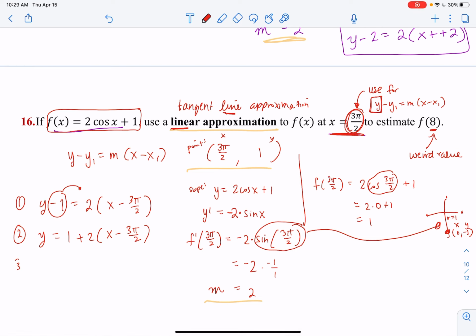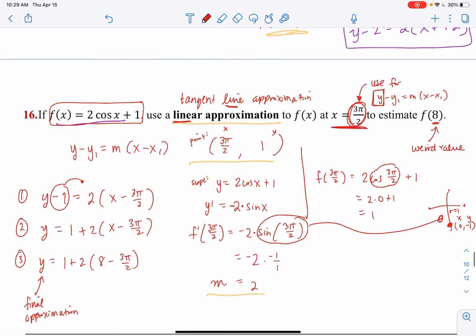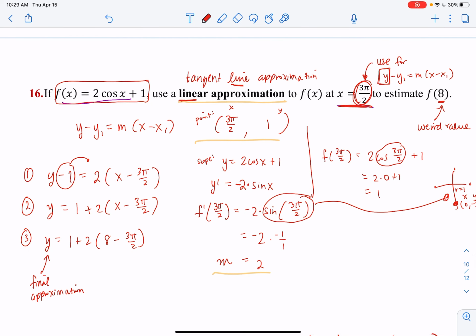And our final step is to plug in the weird value to get our final answer. This is going to be our final answer, our approximate y value. So y equals 1 plus 2, and instead of x, I'm plugging in 8. So let's see what we get. Well, actually, we're good. That is our final answer.